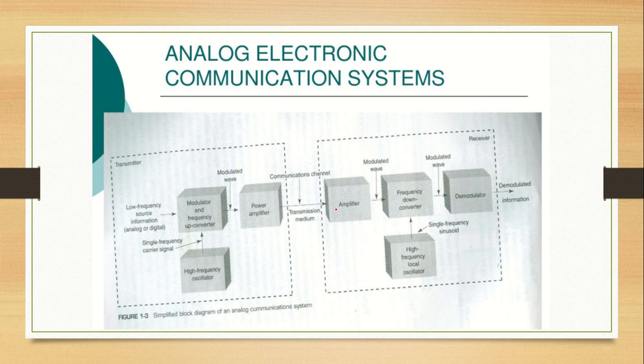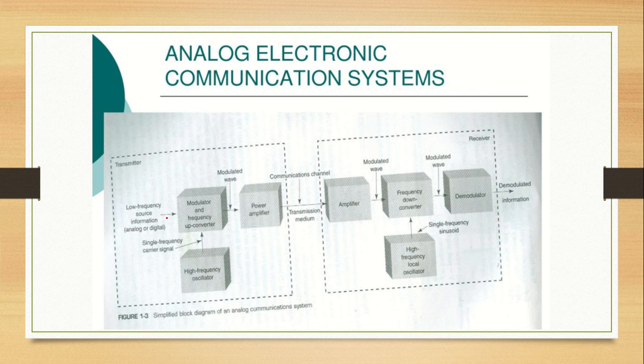Now here's the analog electronic communication system. This is a more detailed representation of what we had at the beginning. We have here the low frequency source, that is the information. It can be analog or digital. And we have the high frequency oscillator. This is a single frequency carrier signal injected into this part of the system and combined with the information. So the modulator and frequency up converter.